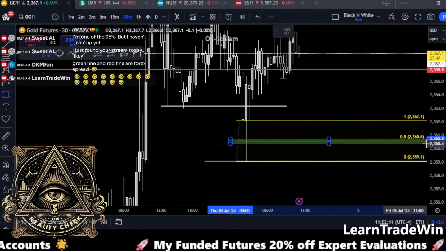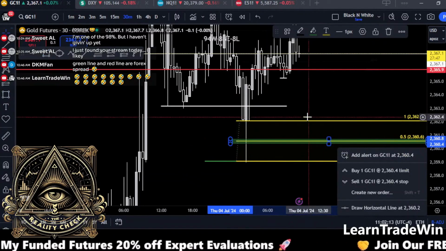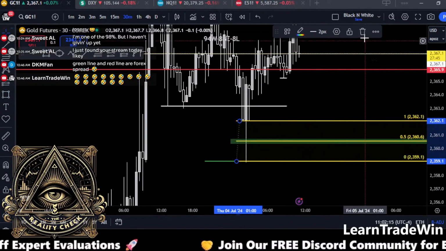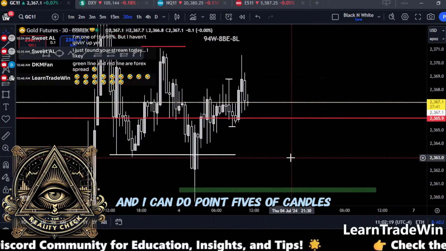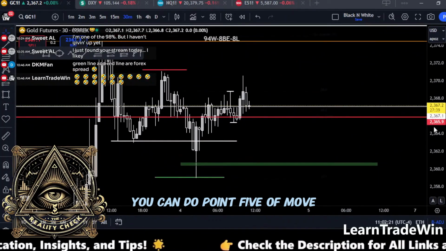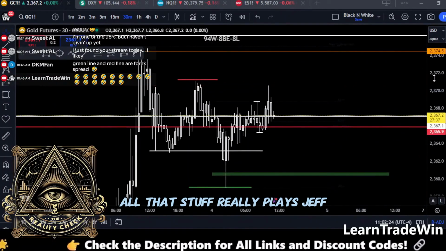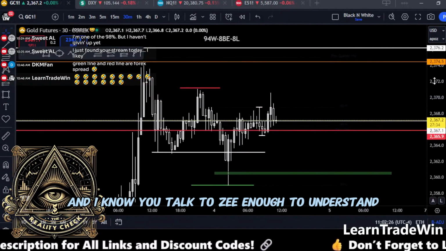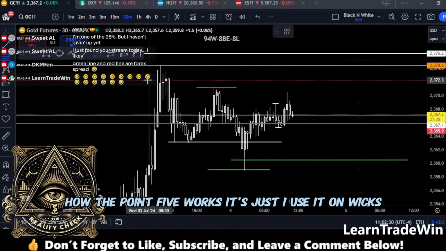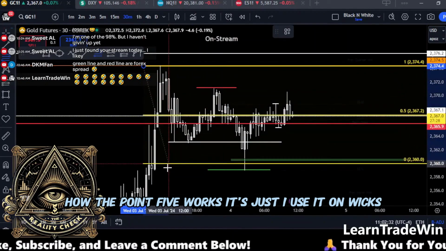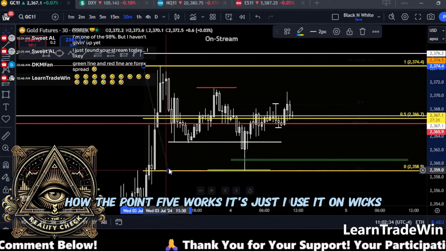Been pretty accurate as of late. So a lot of times I run stuff like that. Now you can do 0.5s of candles. You can do 0.5 of a move. All that stuff really plays, Jeff. I know you talk to Z enough to understand how the 0.5 works. It's just I use it on wicks.